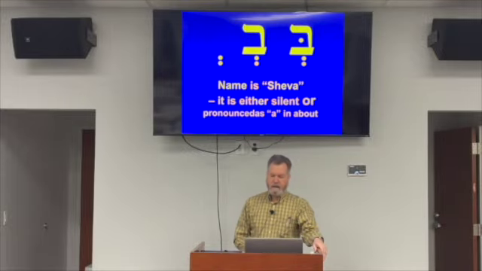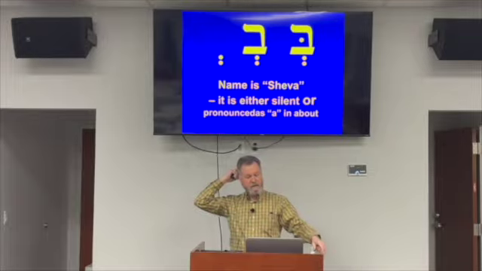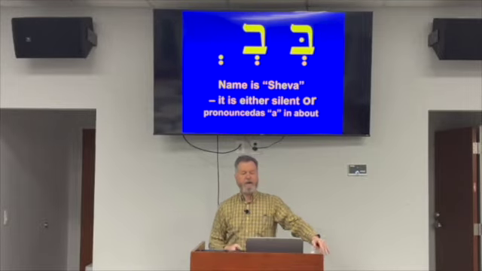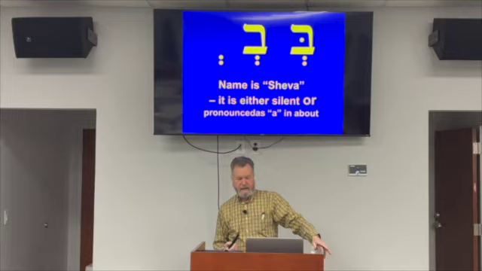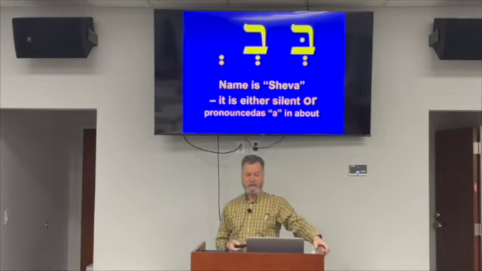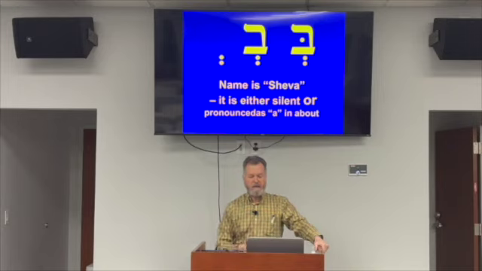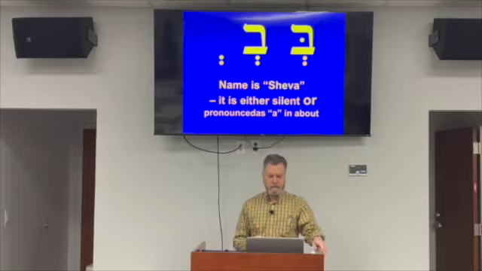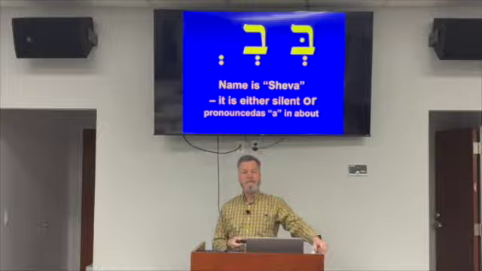The 2 dots under a letter, I did it left to right again. Oh my goodness. Anyway, is called a shavah. And it's either silent, which is probably what your book says. The irony is they use it in places where it wouldn't be silent. So it can also be pronounced like the A in about.